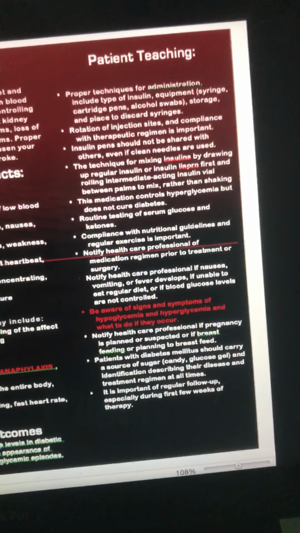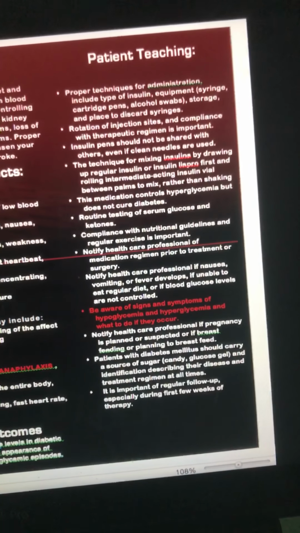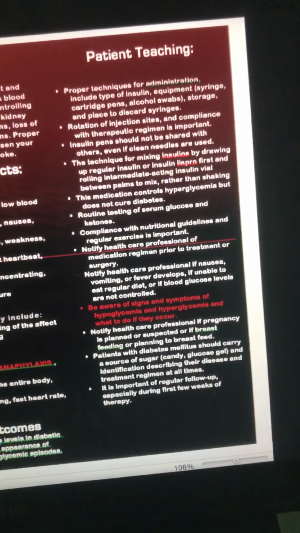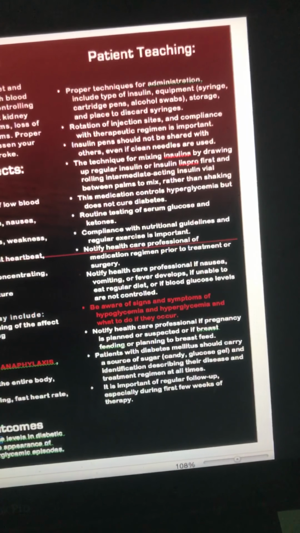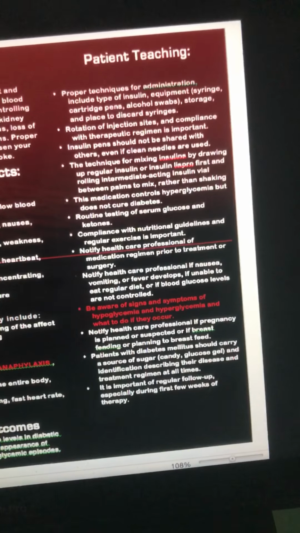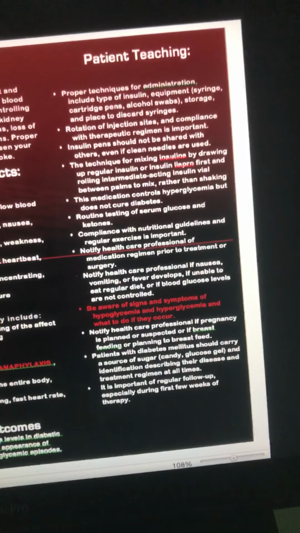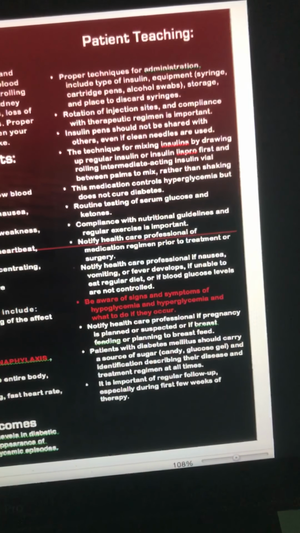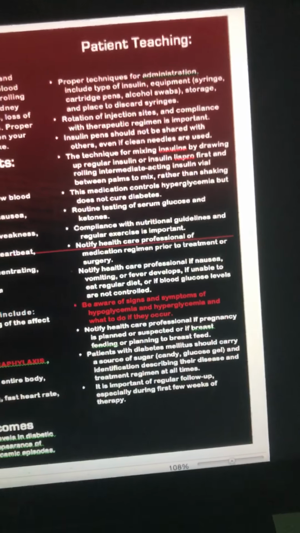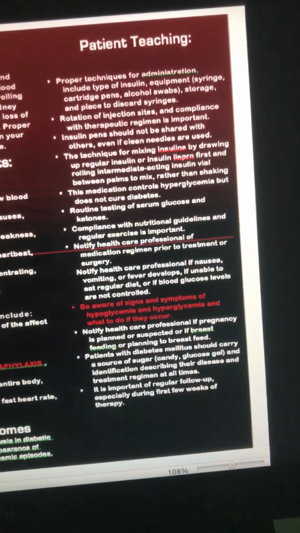And compliance with the therapeutic regimen is important. Insulin pens should not be shared with others, even if the needles are clean. The technique for mixing insulins is drawing up regular insulin or insulin lispro first and rolling the intermediate-acting insulin vial between palms to mix rather than shaking. This medication controls hyperglycemia but does not cure diabetes. The routine testing for serum glucose and ketones is important.